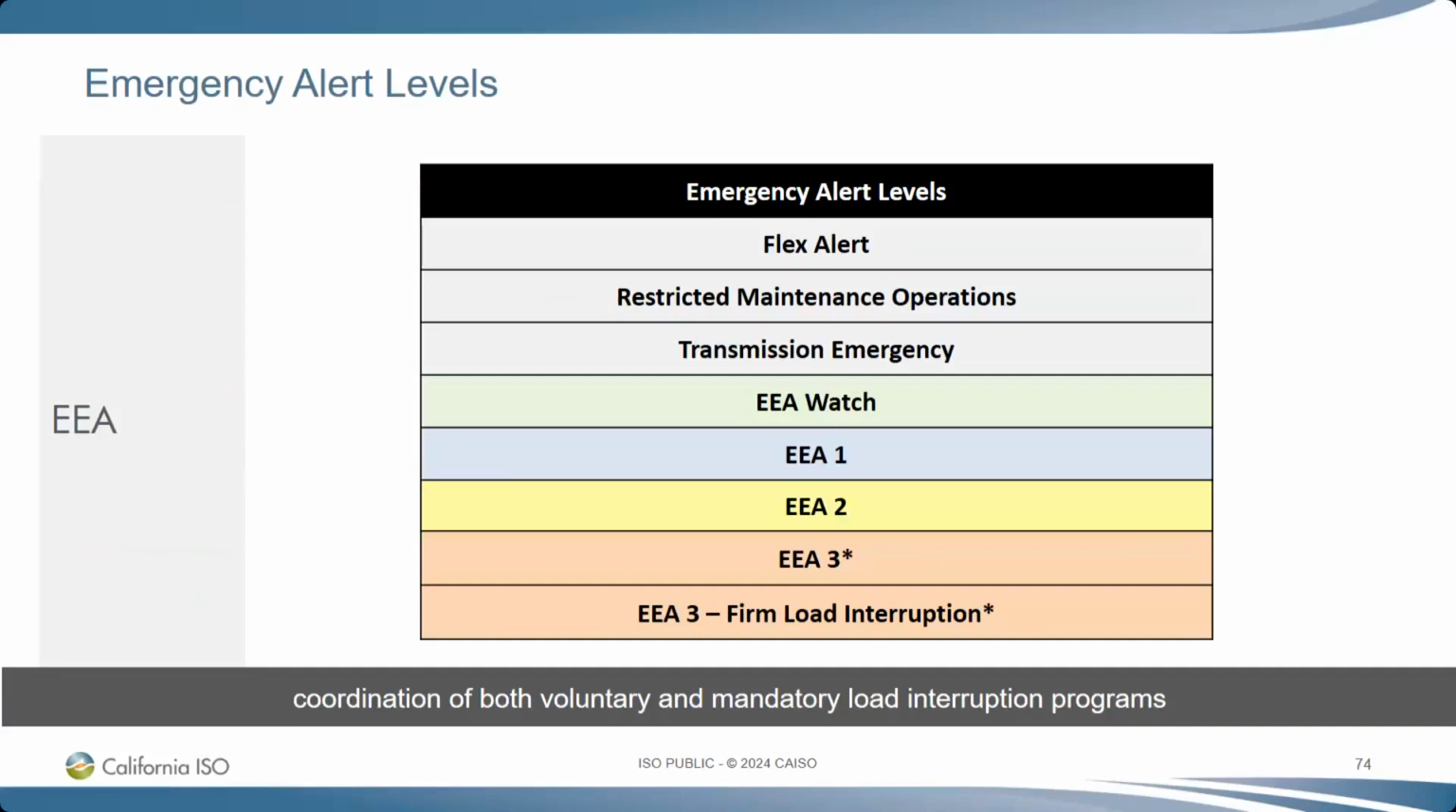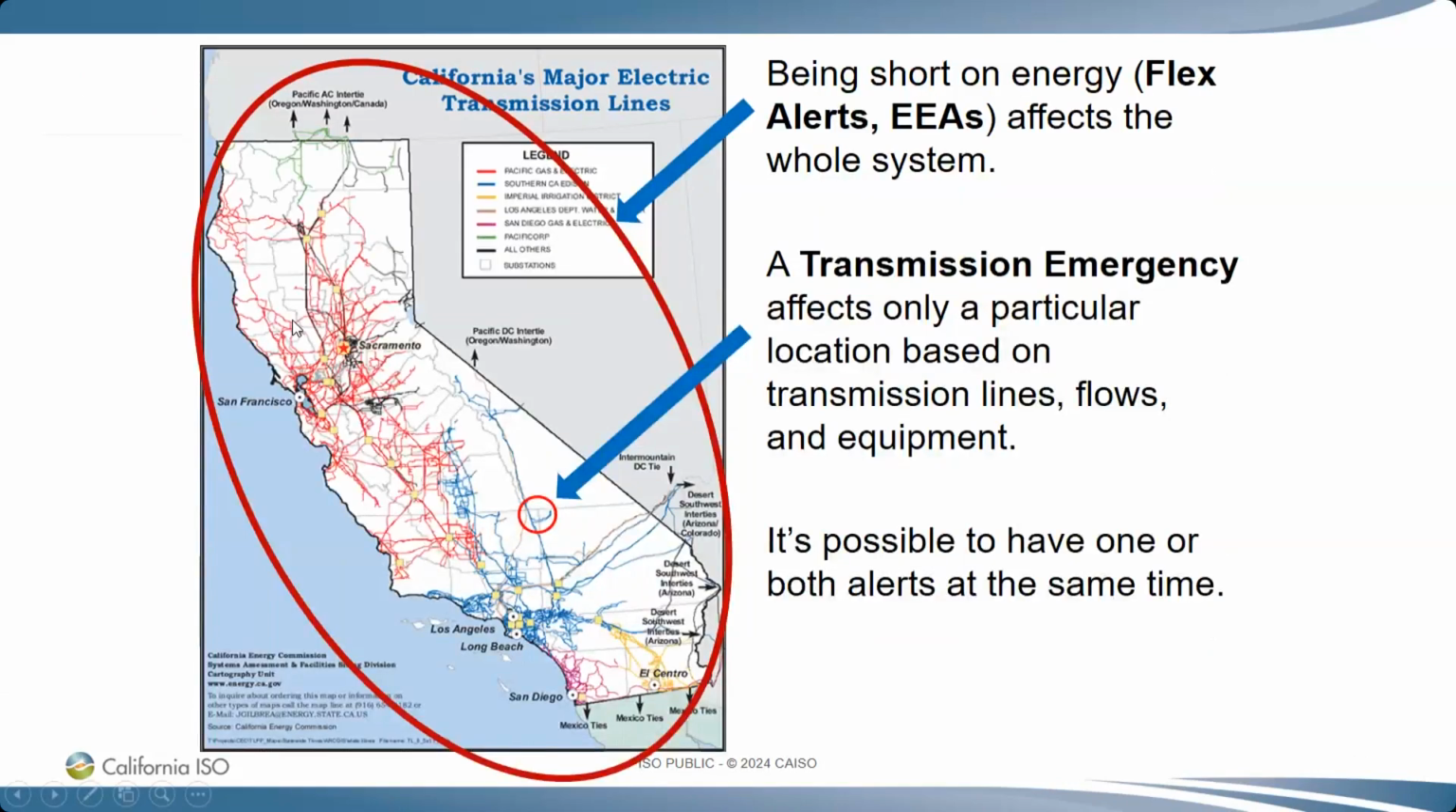So what are the different levels of our EEA, our emergency alert levels? There's flex alert, restricted maintenance operations, transmission emergency, EEA watch, EEA 1, 2, 3, and up to EEA 3 firm load interruption. So we coordinate voluntary and mandatory load interruption programs as necessary, depending on the situation.